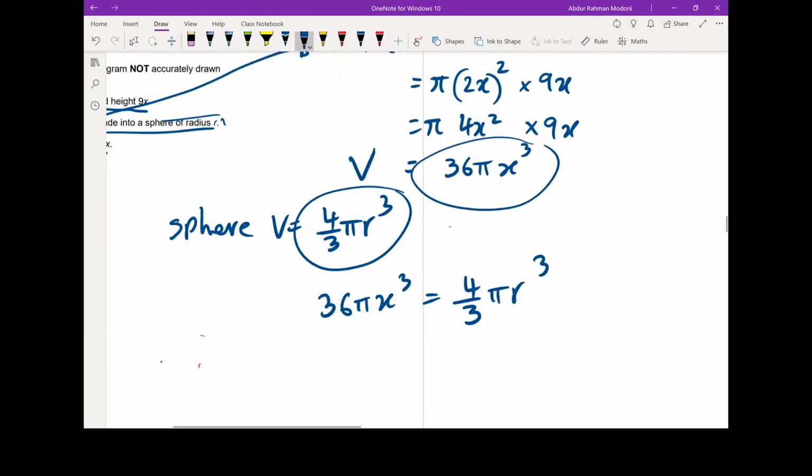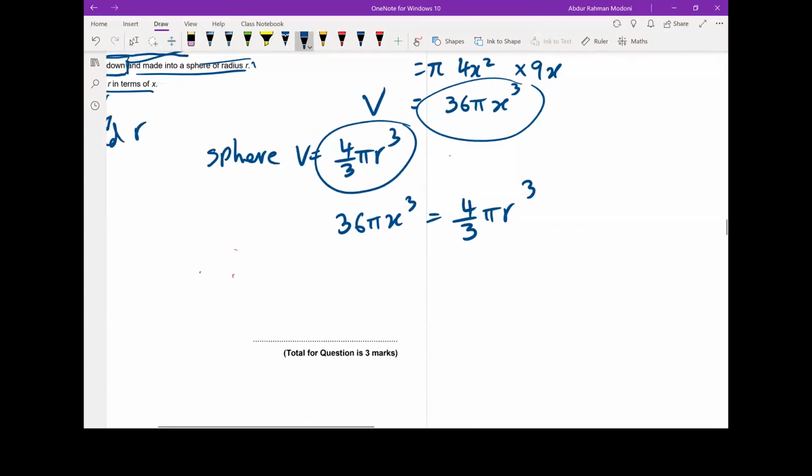So we want to essentially rearrange here. There's a divide by 3, so I'm going to start by timesing by 3, times by 3. Remember, 3 is the same as 3 over 1. So this simplifies to give you 4 pi r cubed on the right hand side, and on the left hand side we've got 3 times 36, which is 108 pi x cubed, and then I'm going to divide both sides by 4 pi.